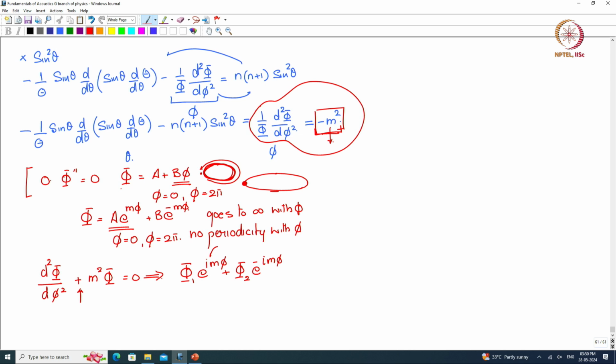Okay, or it can also be written as phi equal to some other phi 3 cos of m phi plus phi 4 sine of m phi. Okay, so that's one more situation, one more equation taken care of.